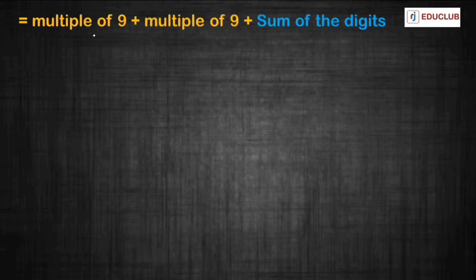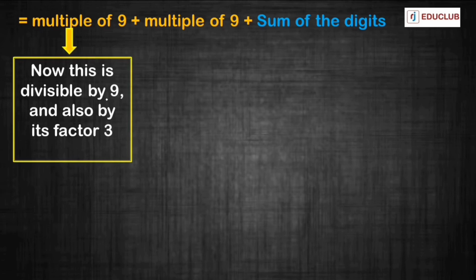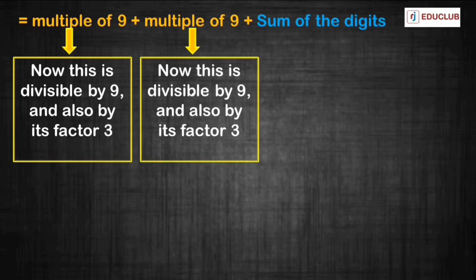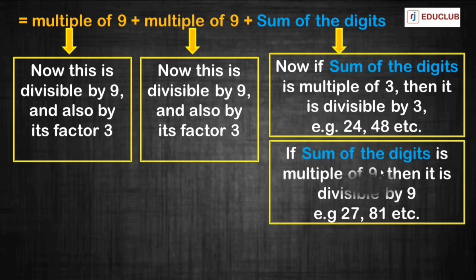Now, the first term is a multiple of 9, so it is divisible by 9 and also by its factor 3. The second term in the 3 digit number is a multiple of 9. So I can say this is also divisible by 9 and also by its factor 3. And we are left over with the sum of the digits. Now, if the sum of the digits is a multiple of 3, then this is divisible by 3. If the sum of the digits is a multiple of 9, then this is divisible by 9.